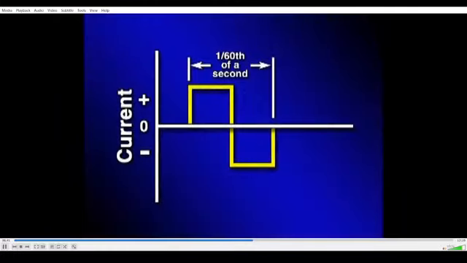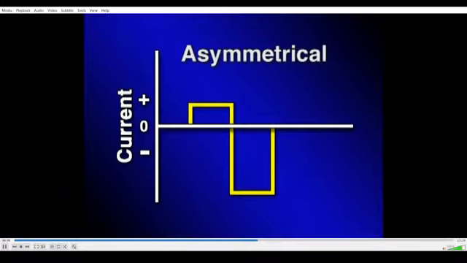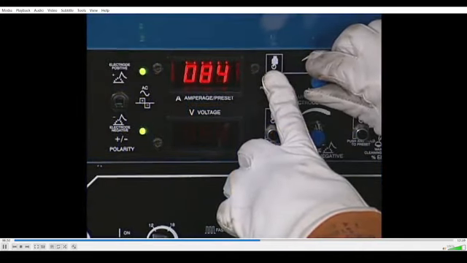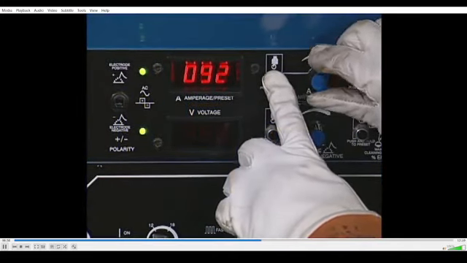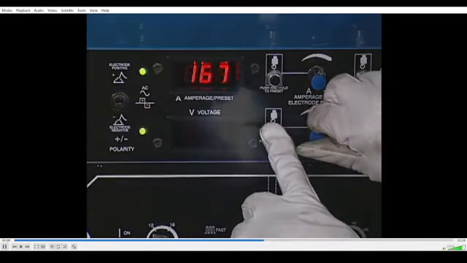Some inverters also allow you to adjust the amplitude of the electrode positive and electrode negative portions of the cycle independently. The resulting waveform is called asymmetrical. This allows you to provide just enough electrode positive amperage for adequate cleaning, and the right amount of electrode negative amperage to produce complete penetration.